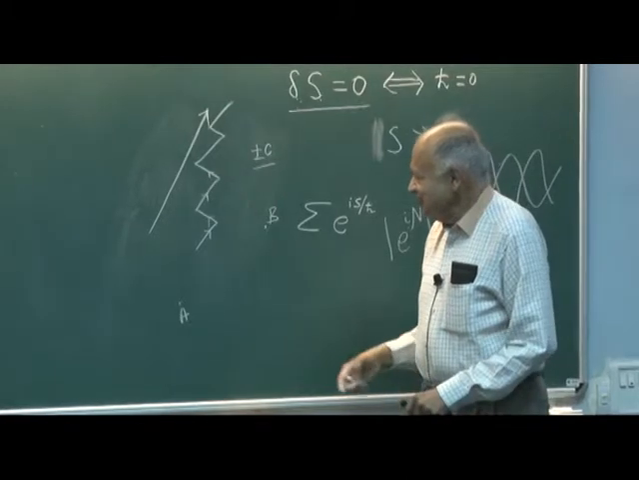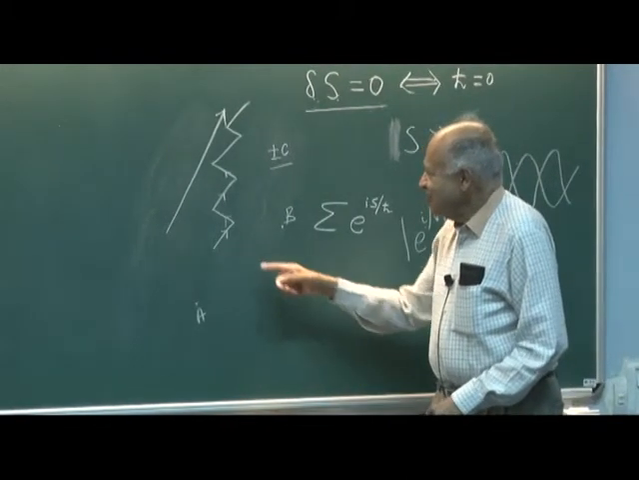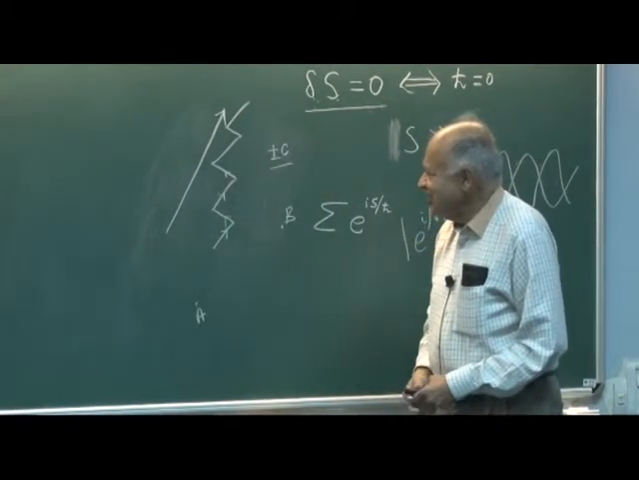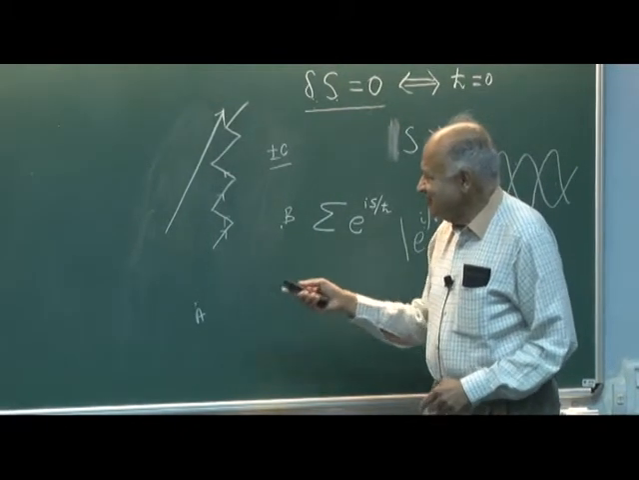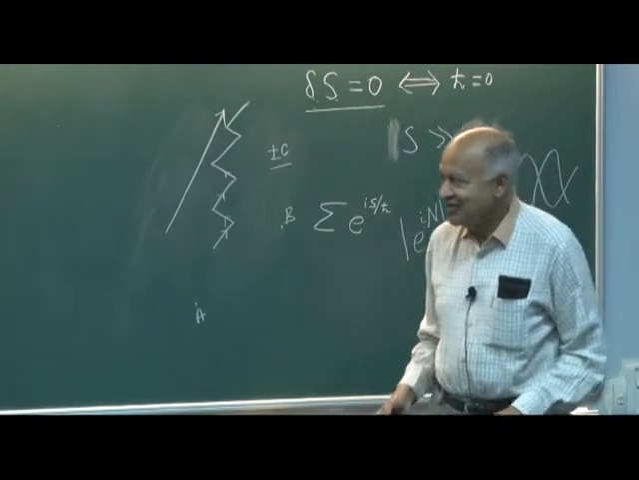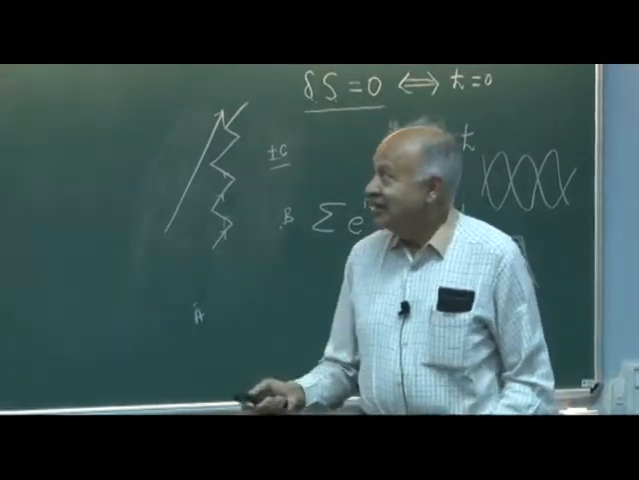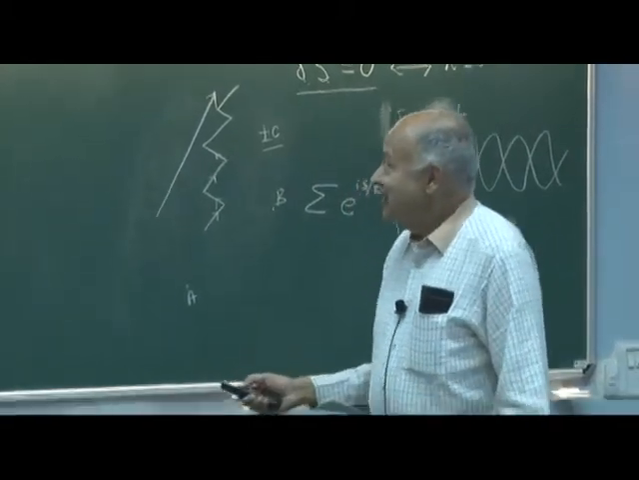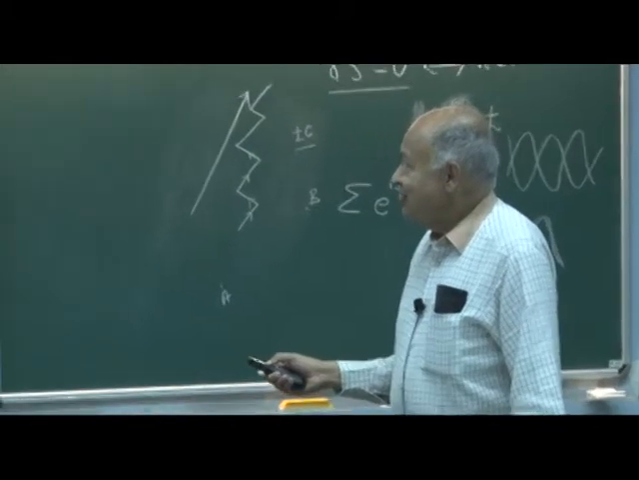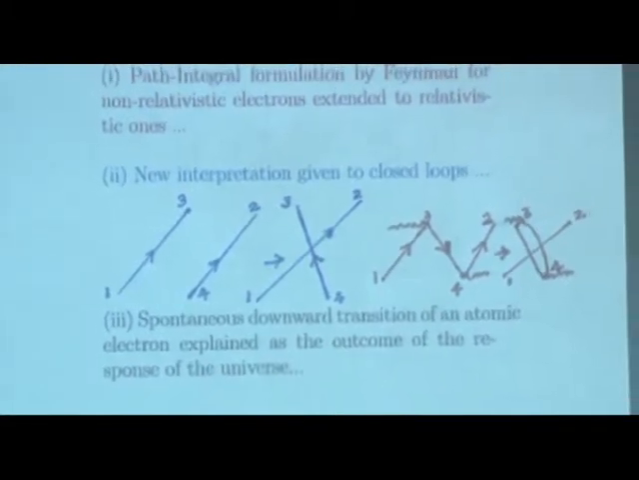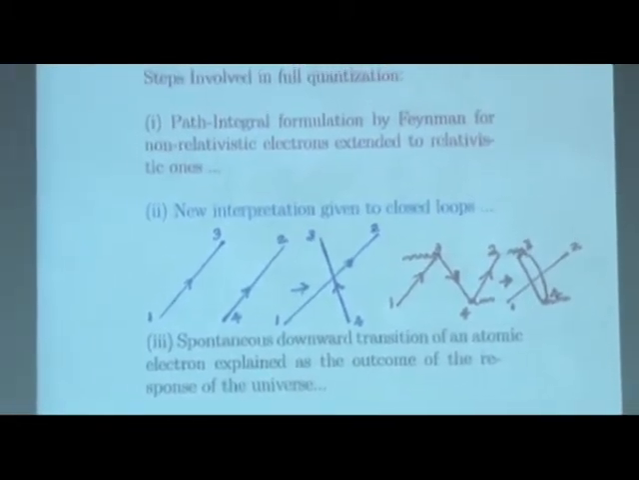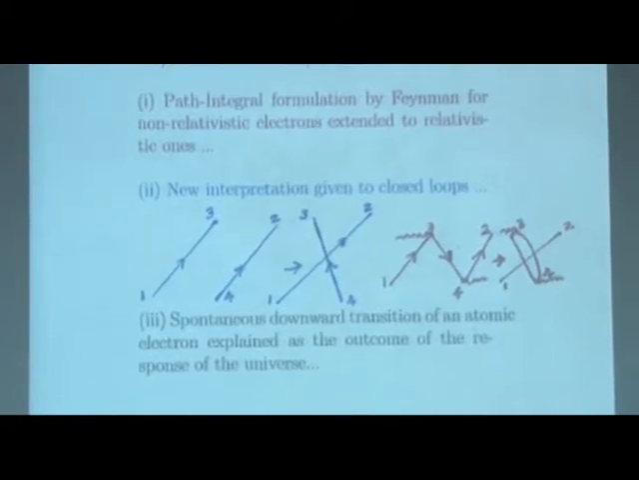So, this was possible, and you can use the path integral extension to relativistic electrons, and this can be put into the theory. And then what about closed loops, because they also come in some kind of mysterious vacuum interaction in field theory. So, here what happens is the following.